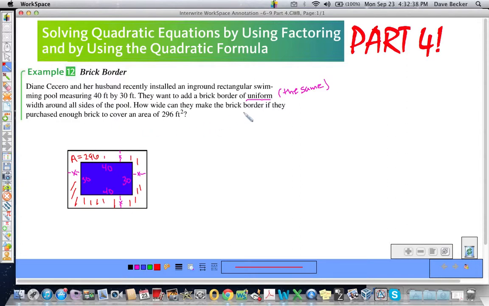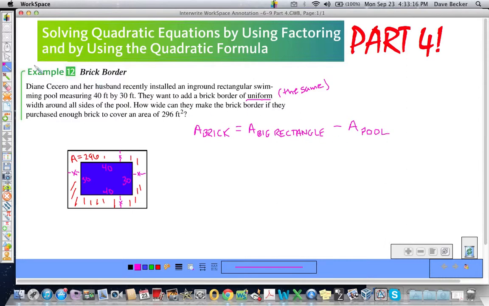How wide can they make the brick border if they purchase enough brick to cover an area of 296 square feet? Okay. Well, let's think about this right here. The area of the brick, if you think about it, is equal to the area of the big rectangle minus the area of the pool.